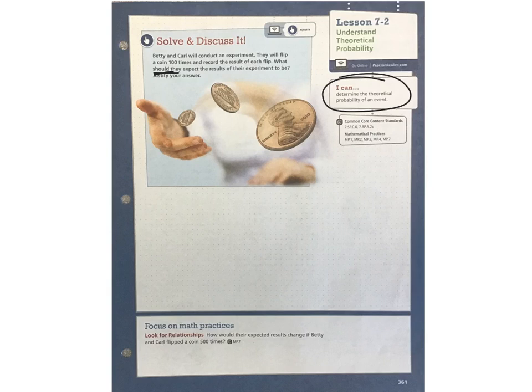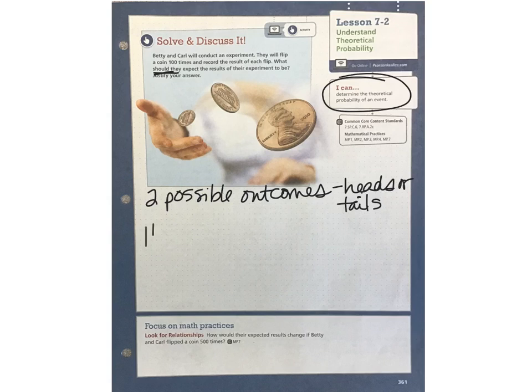We know that there are two sides to a coin, which means we have two possible outcomes. And those two possible outcomes are heads or tails. So if I flip a coin 100 times, I should expect that the two possible outcomes happen in equal amounts. So about how many heads and tails should I get?